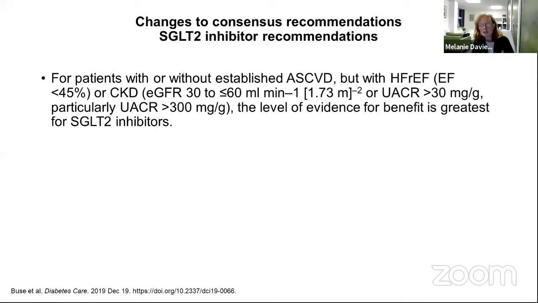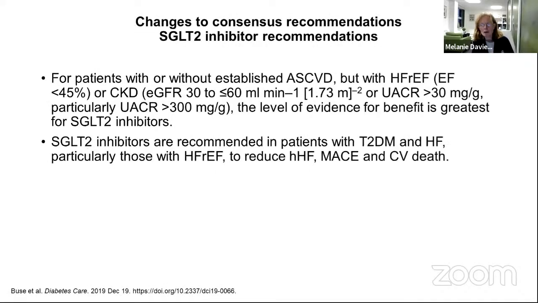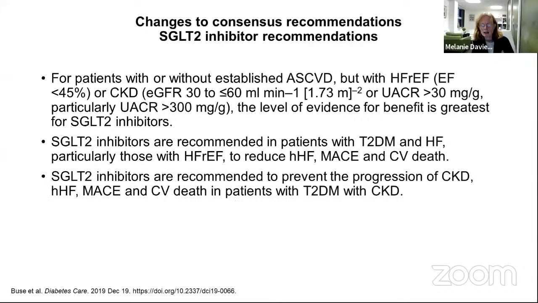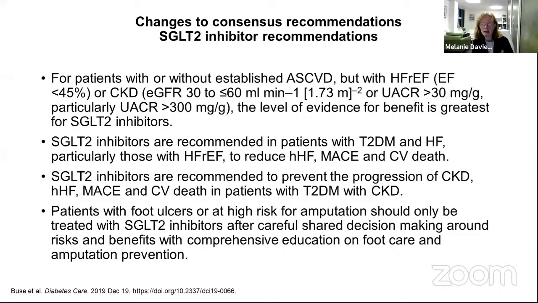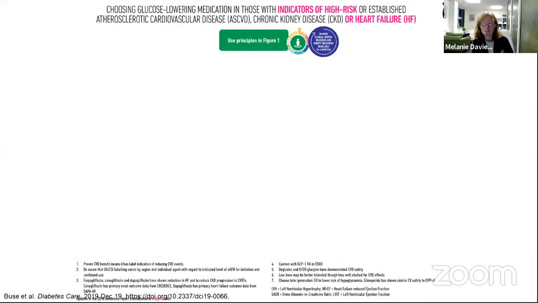With the SGLT2s, we've gone a little bit further now, both in terms of HFrEF and also in recommending their use to prevent progression of chronic kidney disease, particularly in those patients with eGFRs between 30 and 60 and high UACRs, but also even in those patients with microalbuminuria. And I think reassuring data about the risk of amputation has come through the CREDENCE study.